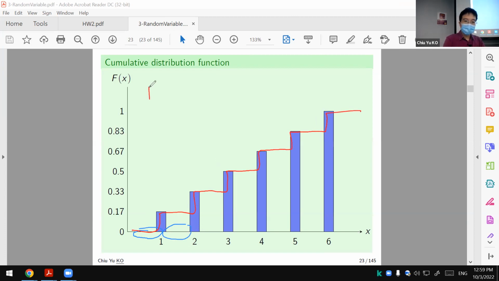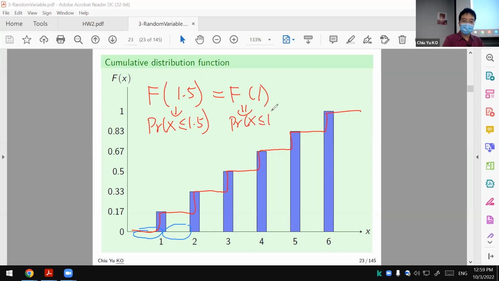Why? Because F of, say, 1.5 is the same as F of 1. Why? Because this is the probability that X is less than or equal to 1.5, and this is the probability that X is less than or equal to 1. There's nothing between 1 and 1.5, so they're the same. So that's why it should look like the step function in the math you call it.